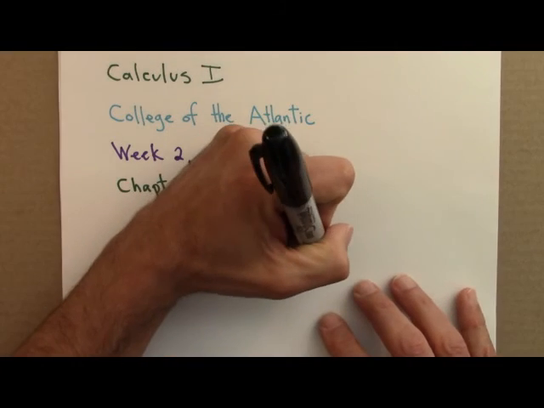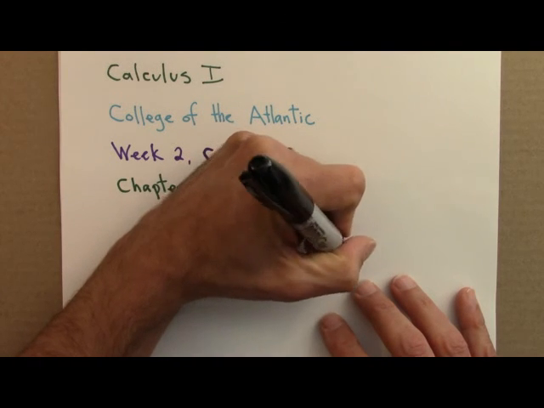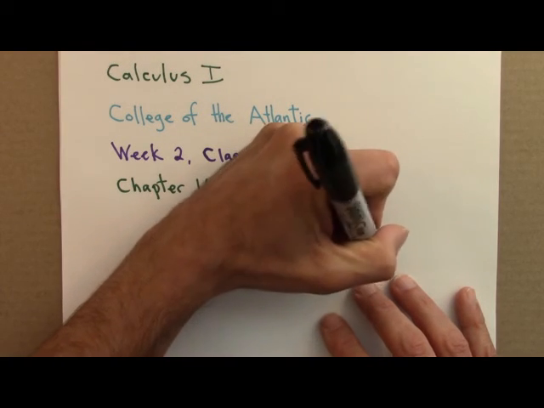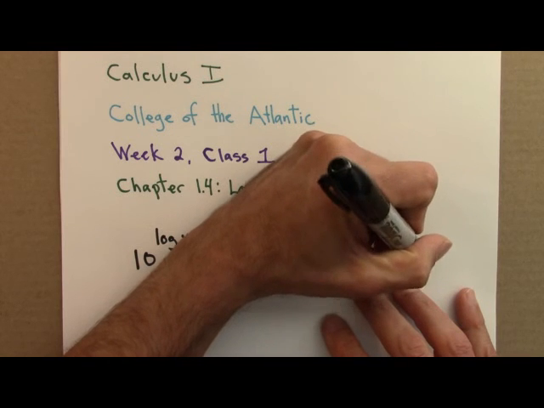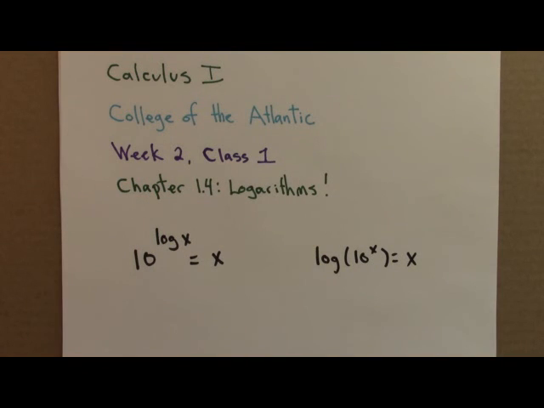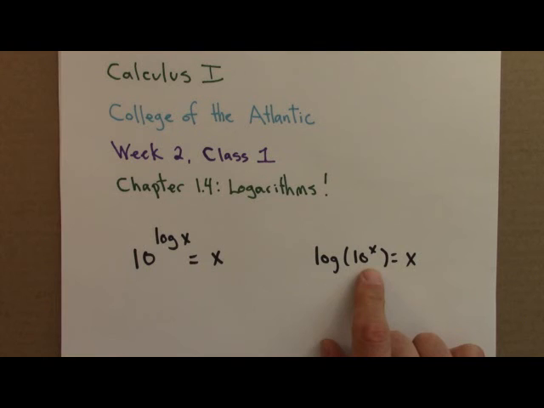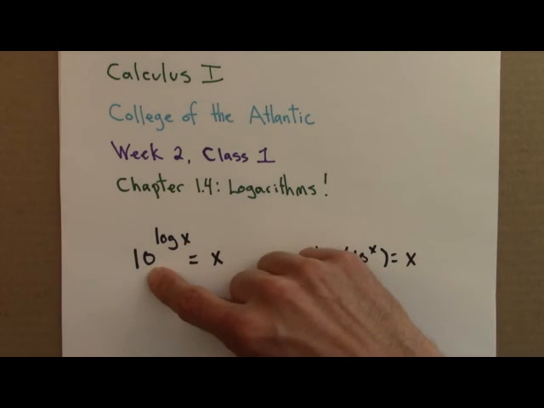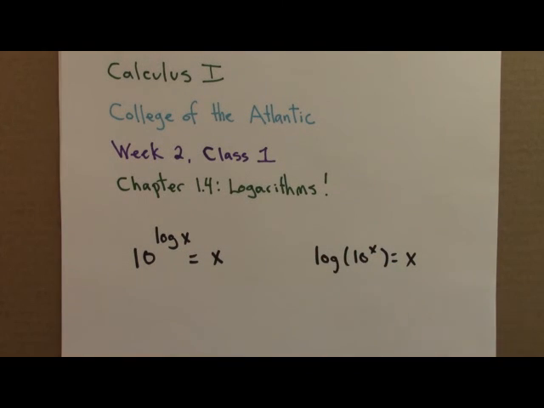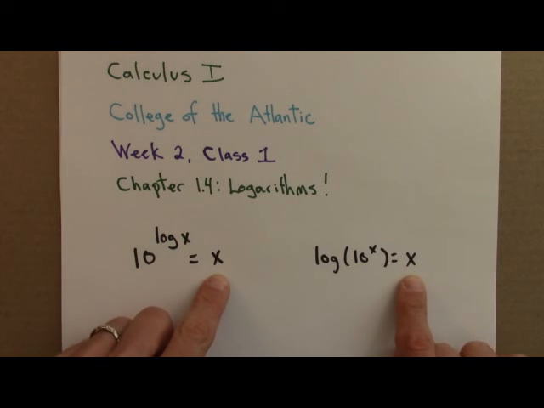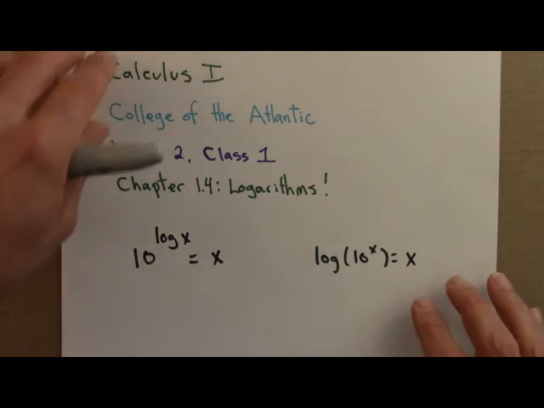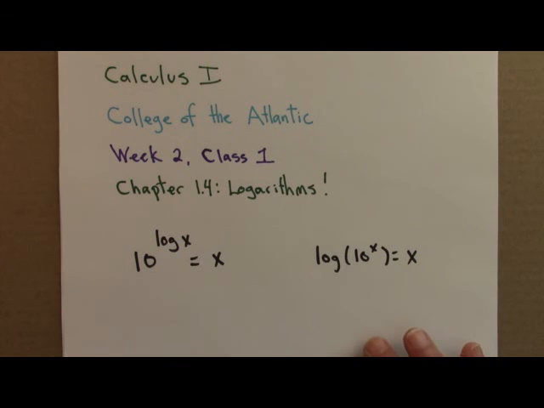We could also write it this way. Log of 10 to the x is x. So it doesn't matter what order you do them, you exponentiate and then log, you log and then exponentiate. In both cases, they undo each other, they cancel, and you get back to where you started. So logarithms are sort of a type of exponent. And so properties of logarithms follow from properties of exponents.